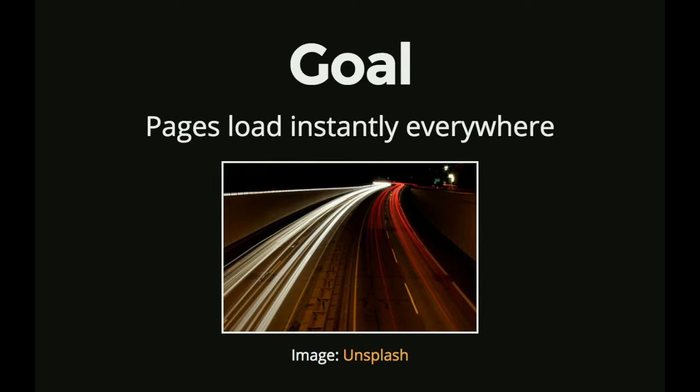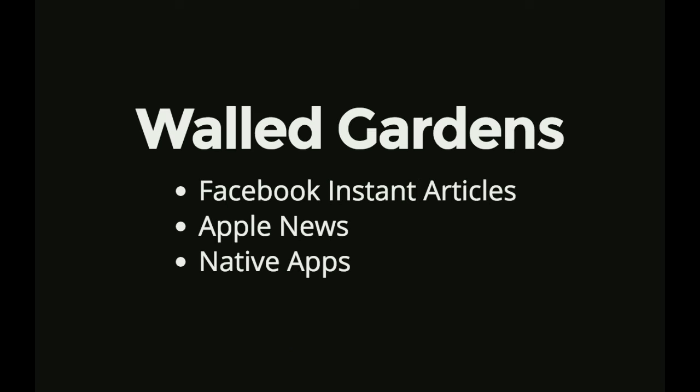But the goal here with AMP is to get pages that load instantly everywhere. There are a couple of other solutions out there. Usually AMP is compared to Facebook Instant Articles or Apple News. I also put up native apps because these are all solutions to the problem of a slow mobile web. These particular solutions generally are focused on one platform, whether it's Facebook's pages or Apple's news feeds. These are different solutions, but to the same problem.